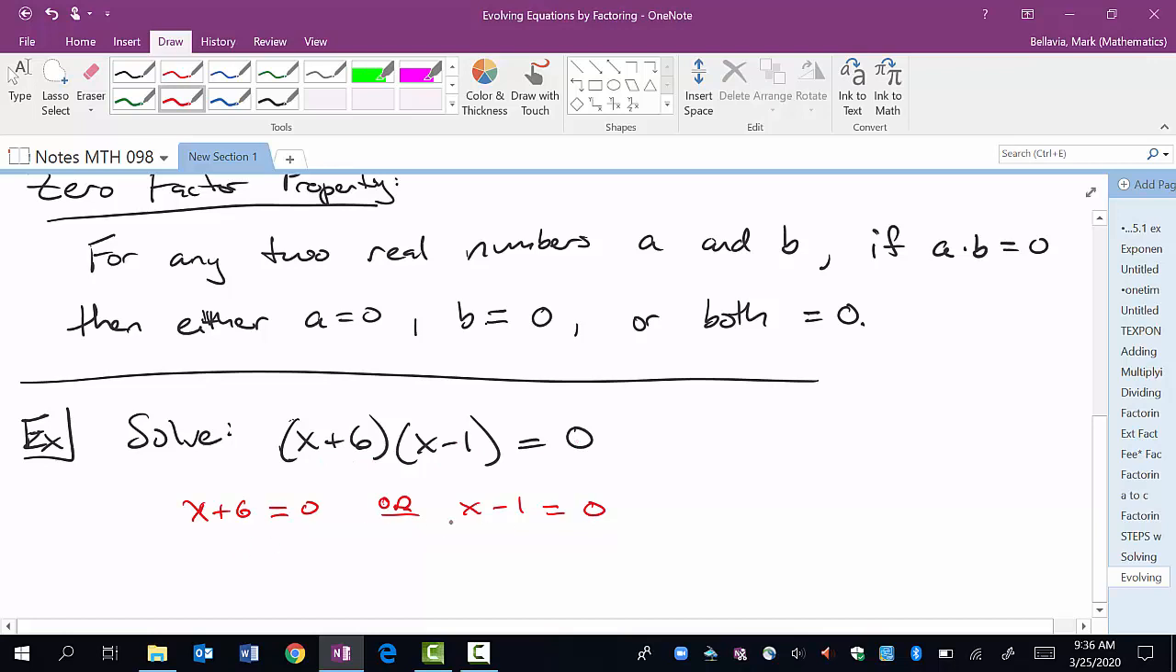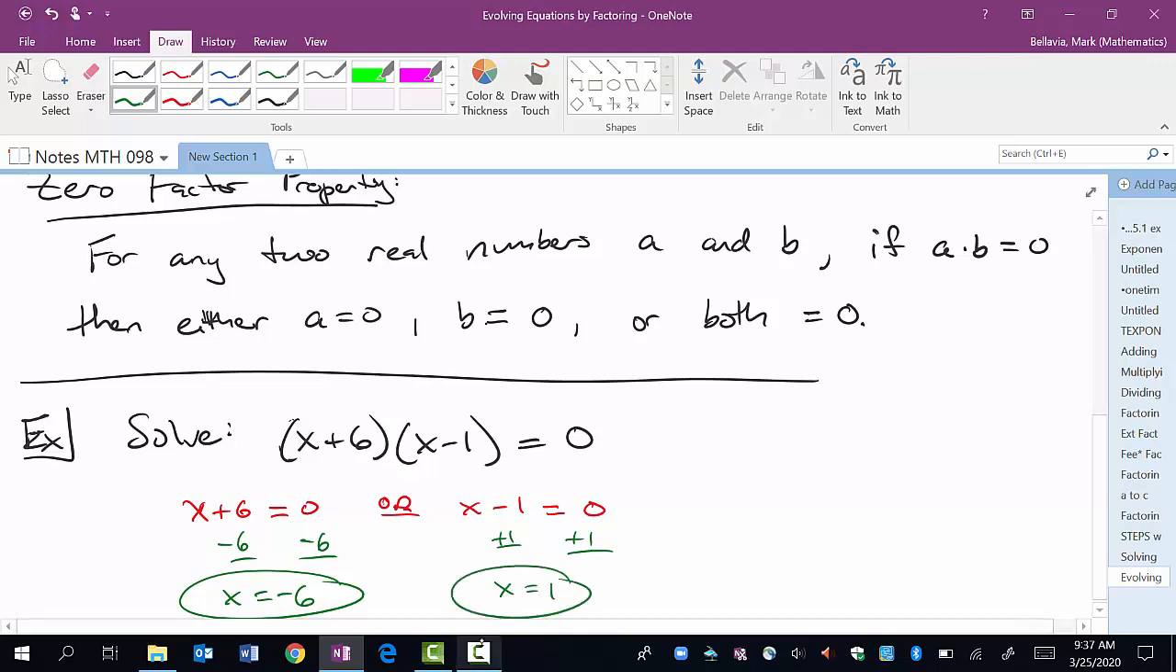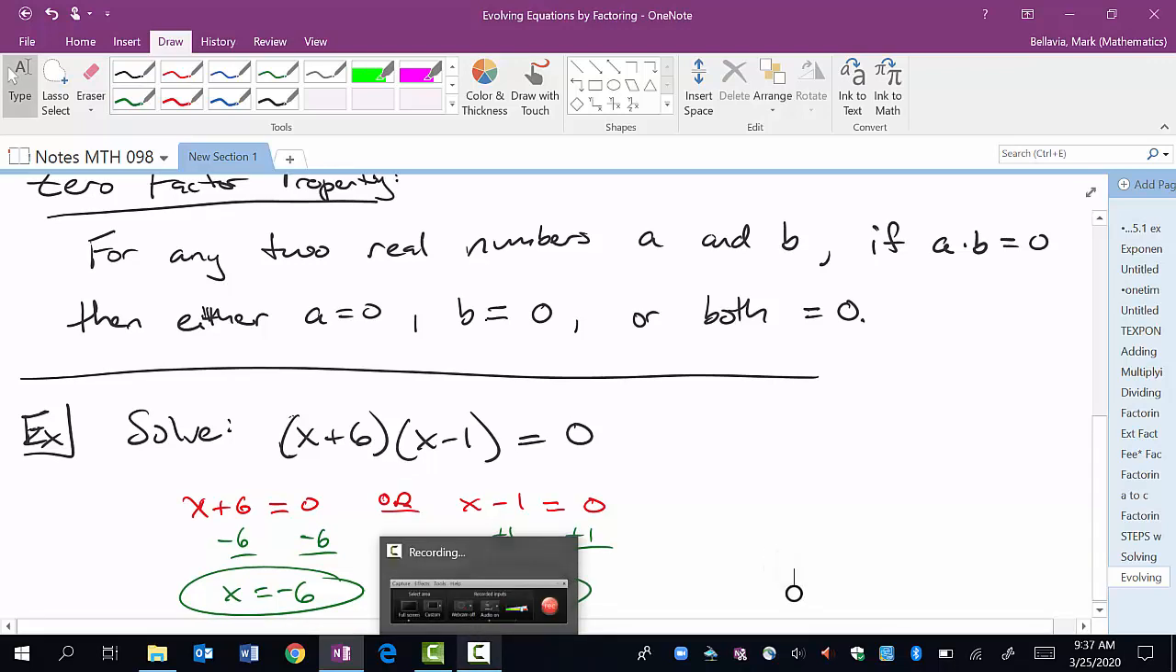And then once you do this, you have two linear equations. By linear equations, I mean things with the first power. You can solve these like you normally would, meaning get the variable alone on one side. So for this first one, I'll subtract 6 from each side to isolate x, and end up with x equals negative 6. Or here, x minus 1 equals 0, so I'm going to add 1 to each side to isolate x, and I get x equals 1. So we have two answers here.